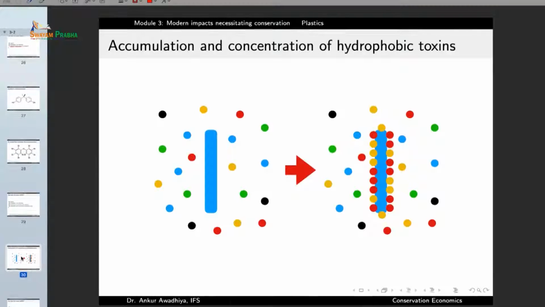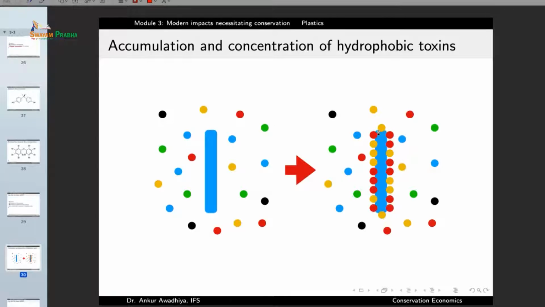Now, if in water you add certain hydrophobic substances, they tend to clump together. A good example is that if you take water and add a few drops of oil, all of this oil will come together in the form of a layer. Now, when there is a piece of plastic out there in the water, then all other hydrophobic substances will get attracted to this piece of plastic and accumulate on its surface, because this plastic is fearful of water.